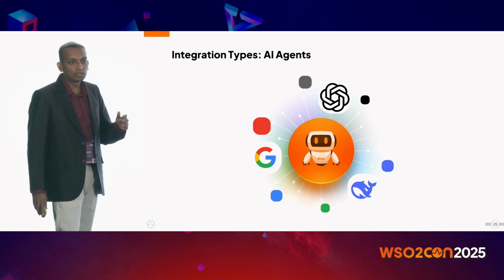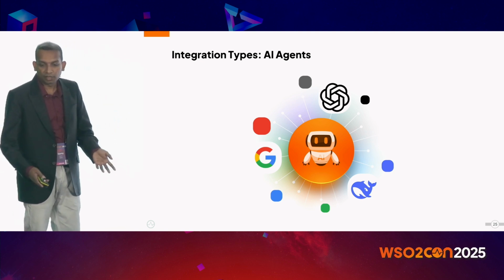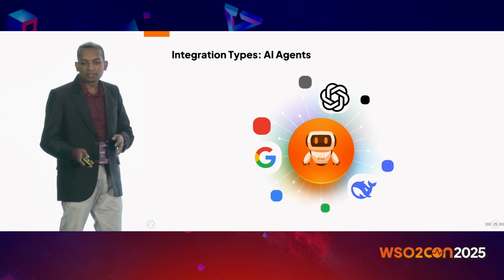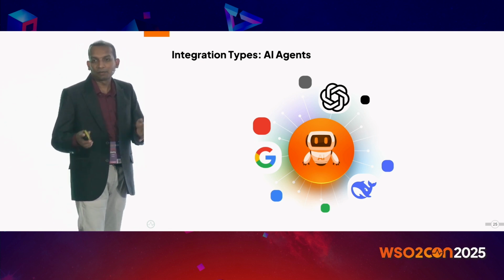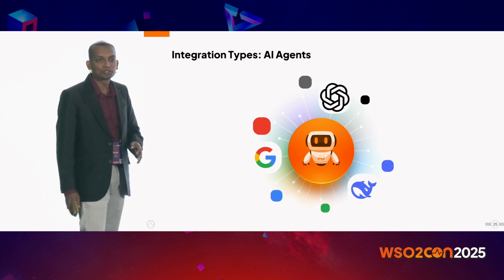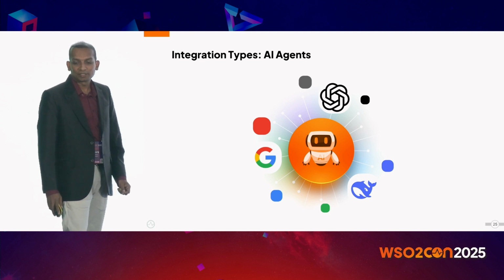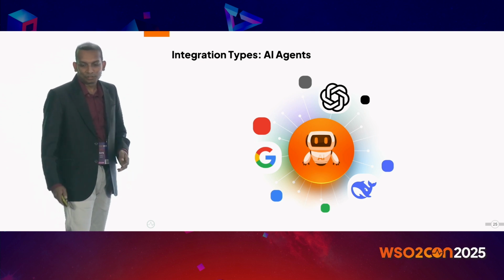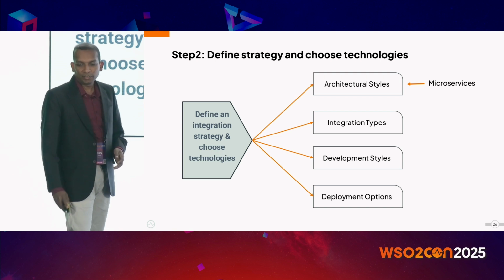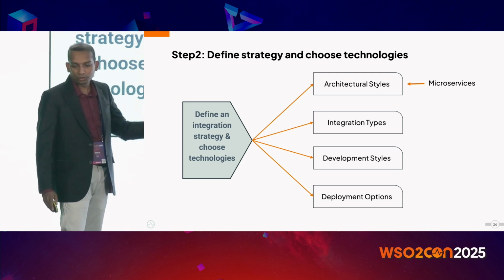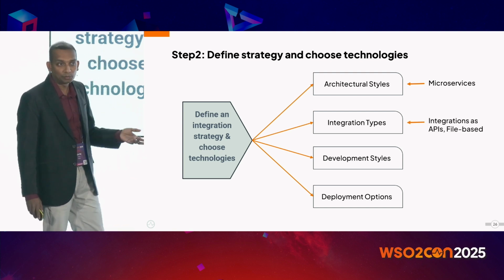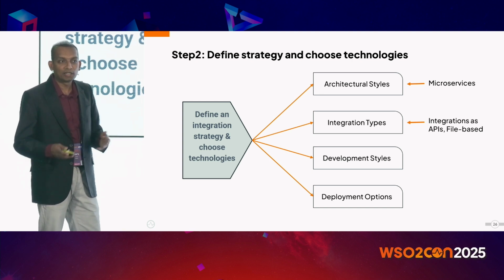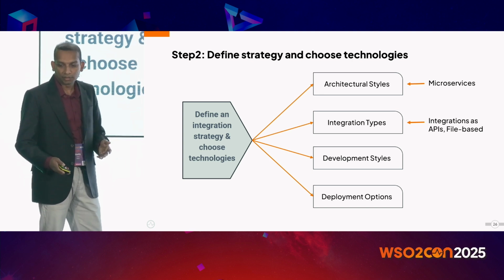And the next one is something very new: AI agents. For the sake of completeness, I have included it here, but I'm not going to talk about this at the moment because Shafrin is going to discuss it in detail in the next session. For this particular project, I'm going to select integration as APIs, and I might also need file-based integration because we are dealing with some legacy systems here.